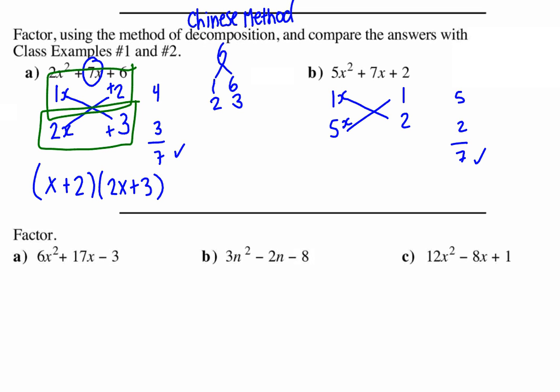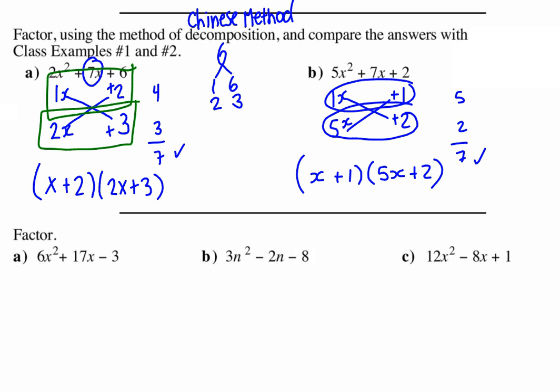Okay, so we can throw in our variables. And what were the signs here? They are both positive because we are multiplying to a positive, adding to a positive. So our answer would be straight across. X plus 1 times 5x plus 2. Not so bad?